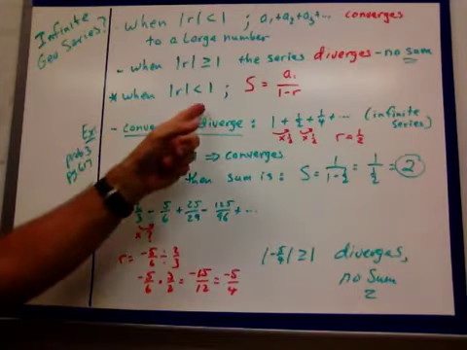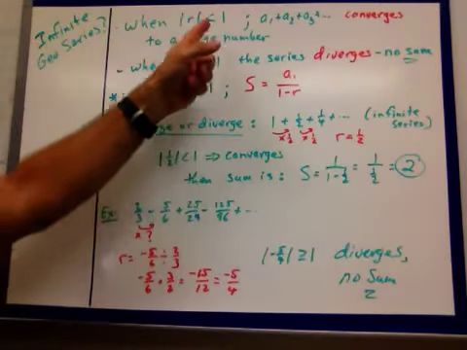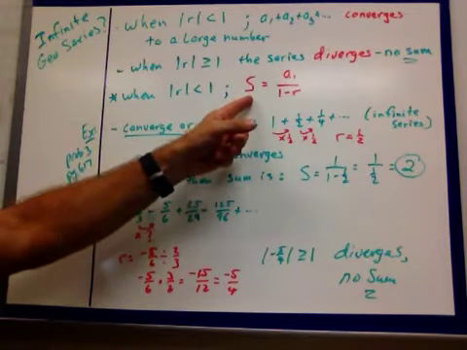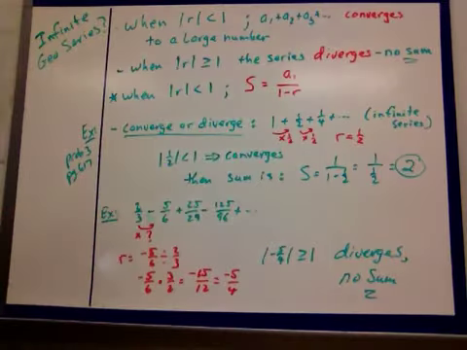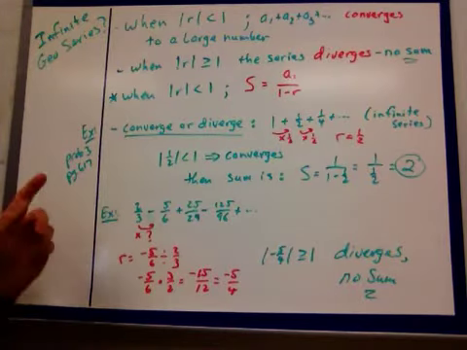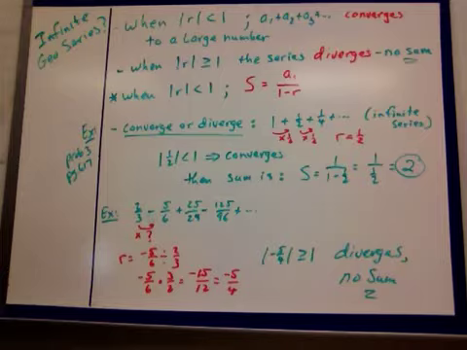So when the absolute value of r is less than 1, then that sum, that number that it's getting closer to, is just the first term over 1 minus r. An example would be like problem 3 on page 617. Tell us if it converges or diverges.